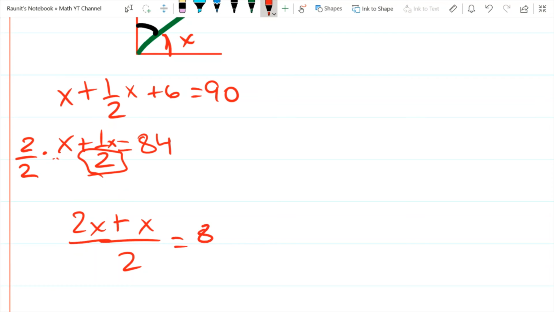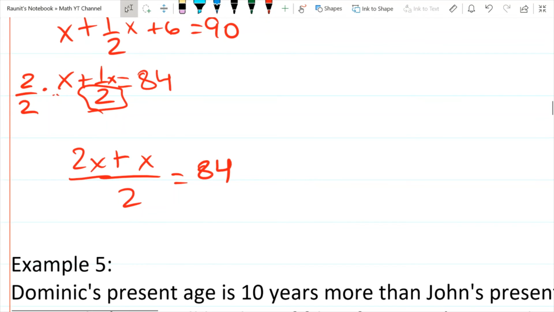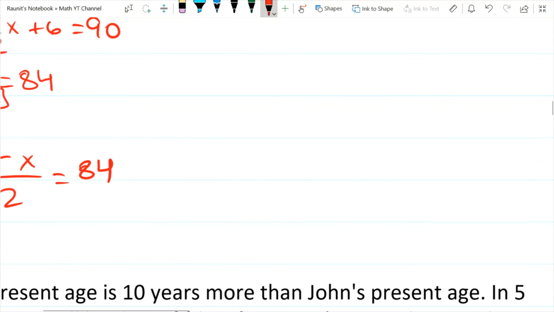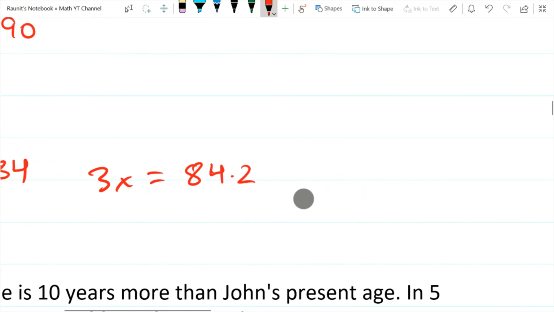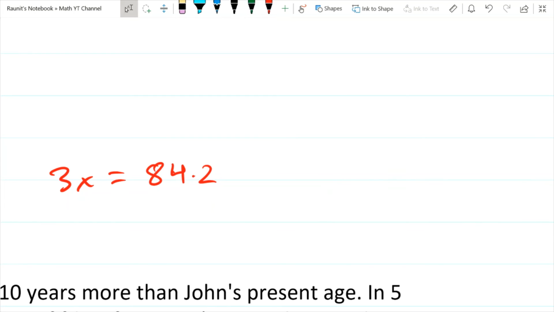Is equal to 84 times 2 on both sides. Move on over here, and then you get 2x plus x. I'm just going to simplify both of them. So you get 3x, and then you get 84 times 2, which is equal to 168. So we're going to get 3x equals 168.